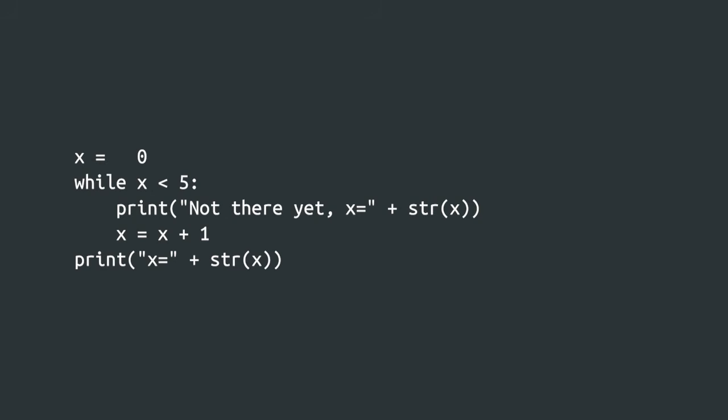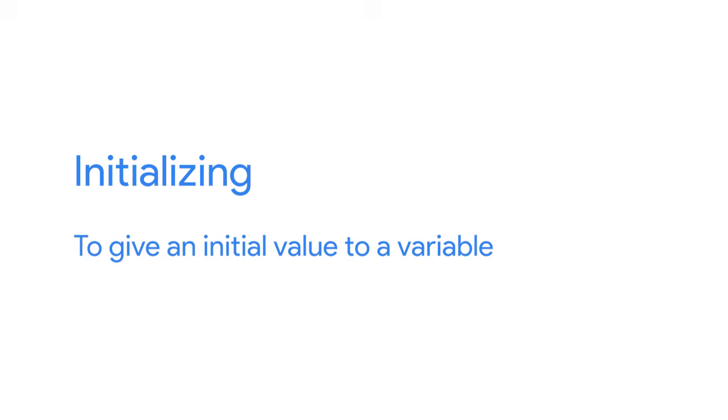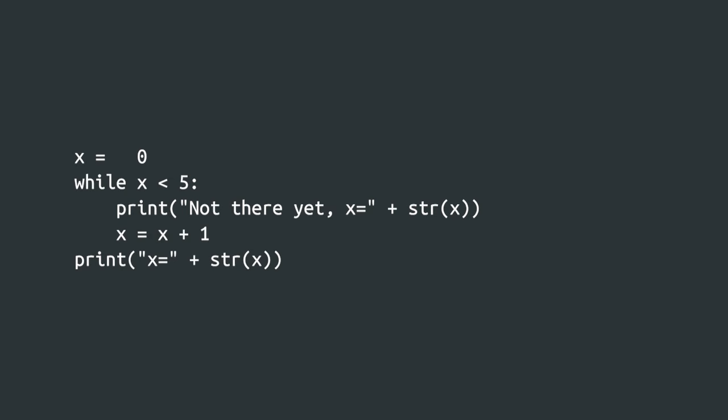Check out this program. Can you guess what it does? Before we execute it to find out, let's go through it together line by line. In the first line, we're assigning the value of 0 to the variable x. We call this action initializing, to give an initial value to a variable. In the line after that, we're starting the while loop. We're setting a condition for this loop that x needs to be smaller than 5. Right now, we know that x is 0, since we've just initialized it, so this condition is currently true.